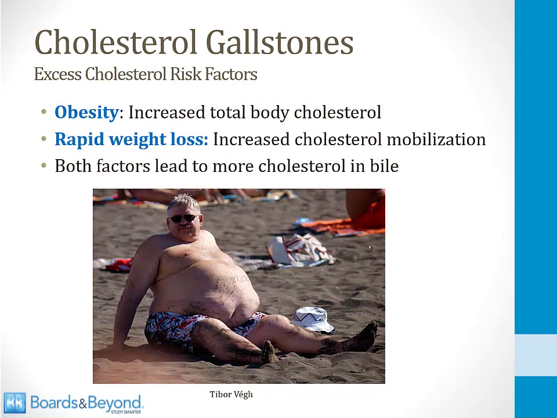Other risk factors that lead to excess cholesterol in bile include obesity and rapid weight loss. Patients who are obese have increased total body cholesterol stores, and therefore they tend to have more cholesterol in their bile, and that puts them at risk of gallstones. Rapid weight loss mobilizes lots of cholesterol in the body, and that as well can lead to cholesterol gallstones.